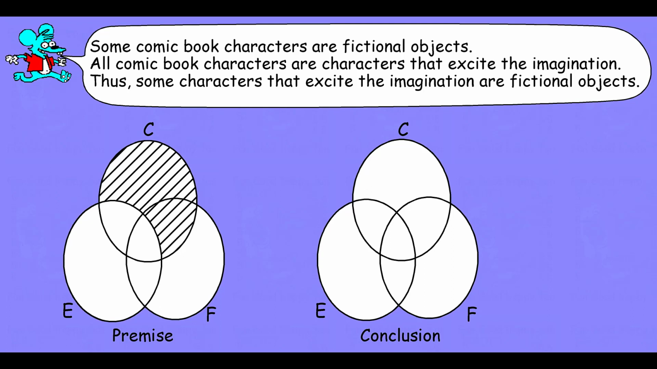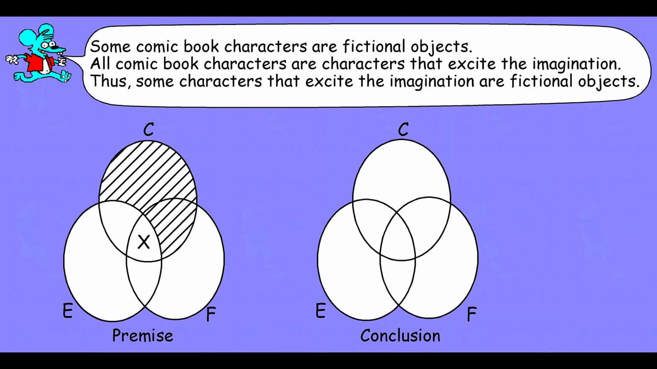Now I want to do my particular premise. Some comic book characters are fictional objects. There's at least one thing. It is in the comic book character circle, that C circle. It is also in the fictional object circle, the F circle. That means it's got to go somewhere in the intersection between C and F, that area that is in both of those circles. Part of that area is already shaded in, the C and F, but not E. And so I'm going to have to put my X in the only area that is still open, in the intersection between all three.